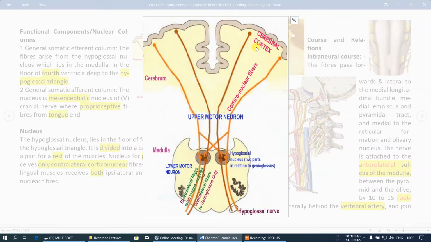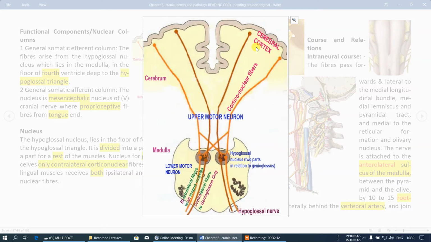So remember your facial nerve, the components of the facial nerve, the motor nucleus. The motor nucleus was divided into an upper half and a lower half. The upper half receives both ipsilateral and contralateral fibers. The lower half of the nucleus receives only contralateral fibers.